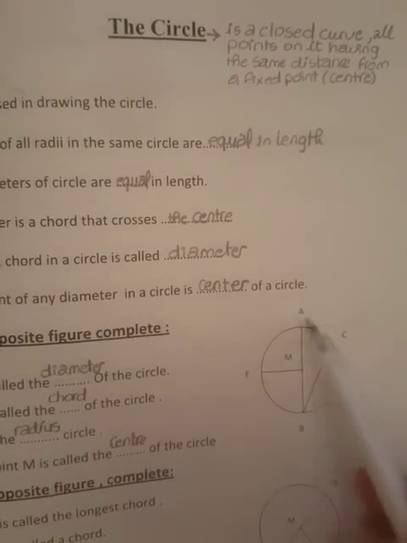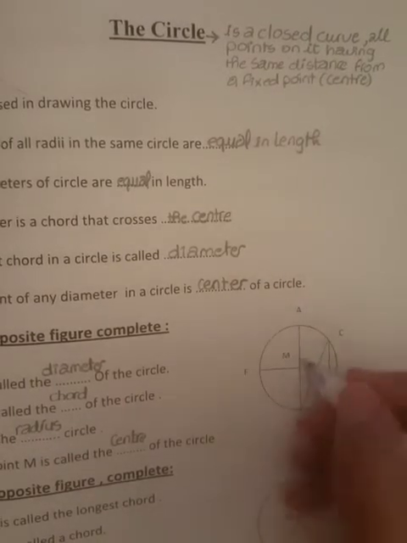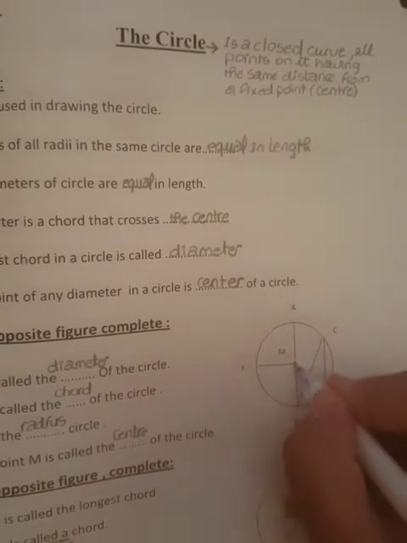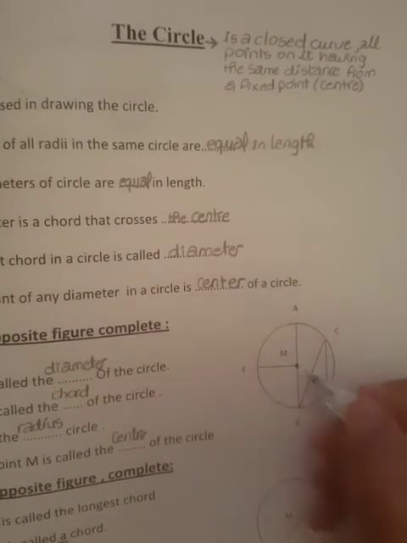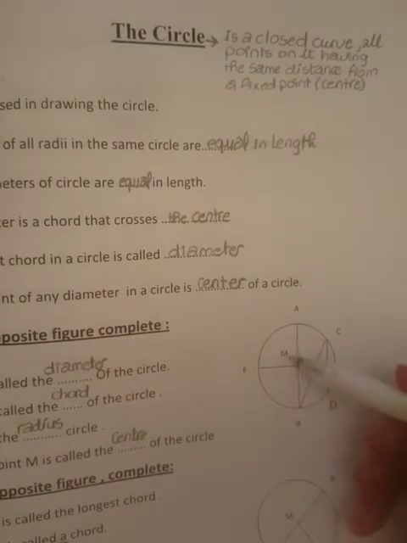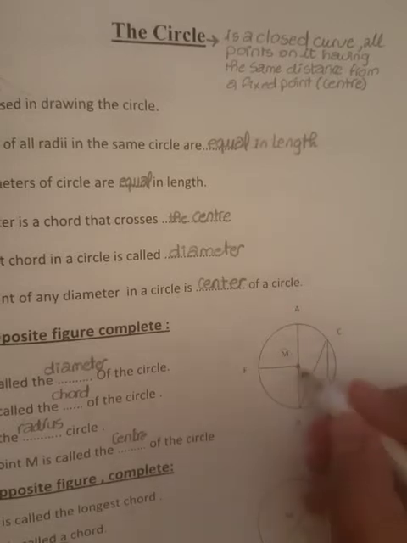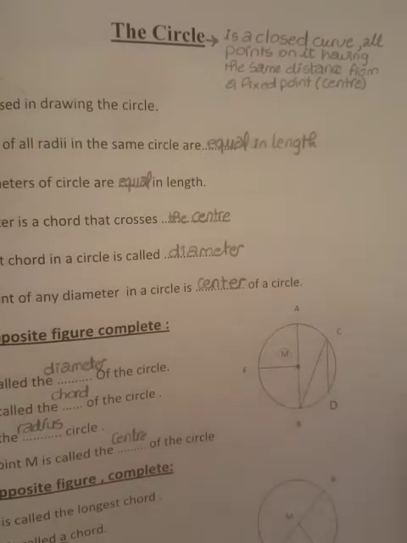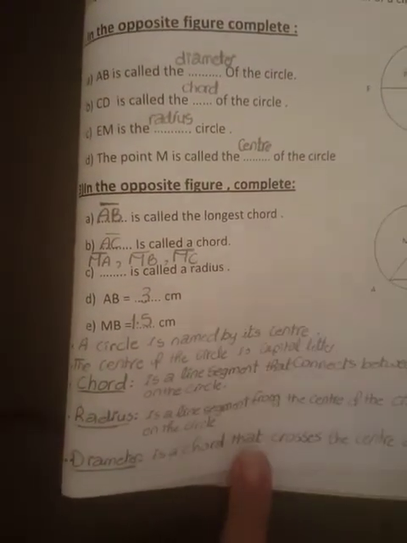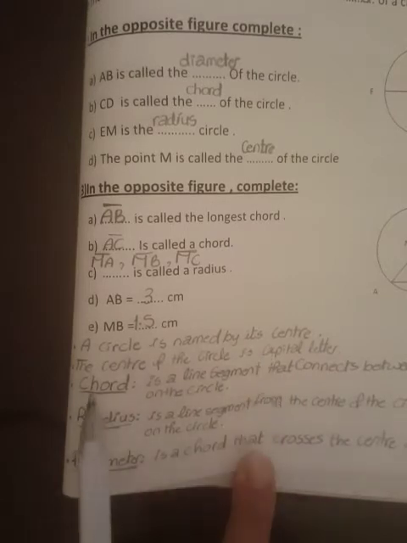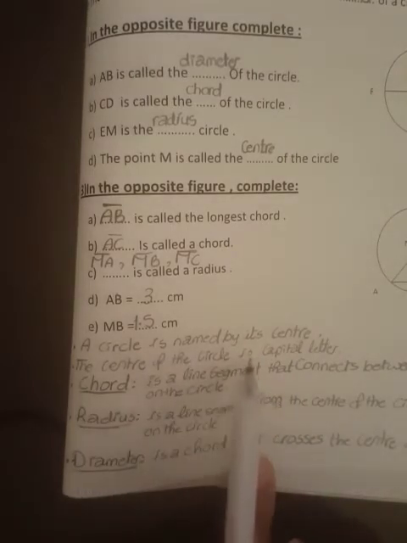A circle is named by its center. The center of the circle I denote by a capital letter. This capital letter is the name of the circle, so I can name this circle M. This is the center, and the center I name by a capital letter. So a circle is named by its center.